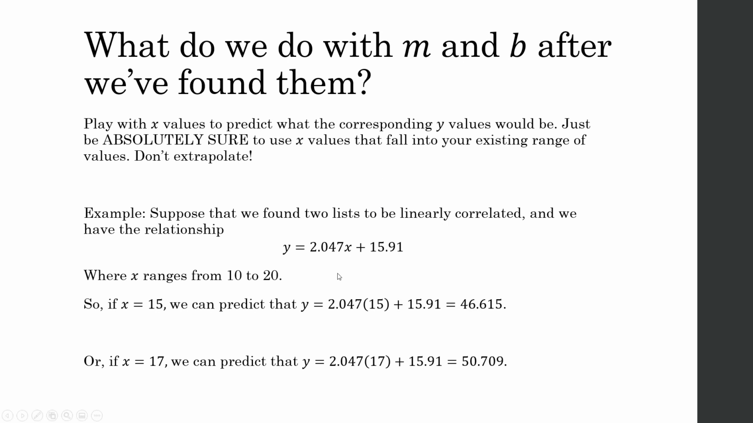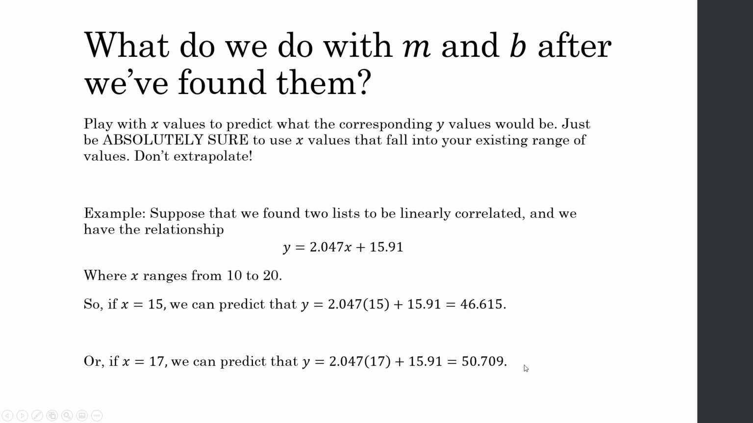I've got an example here for us real quick. Suppose we did linest, or a trend line, or played in Desmos, and we came up with this linear relationship between two variables. So y is 2.047x plus 15.91. That's our trend line equation, our LINEST equation. That's what we've got to work with, which means that for any x value I can put in, preferably something between 10 and 20, I can predict what y becomes. That really is just a plug-and-chug situation: substitute the value for x and see what y comes out to be.